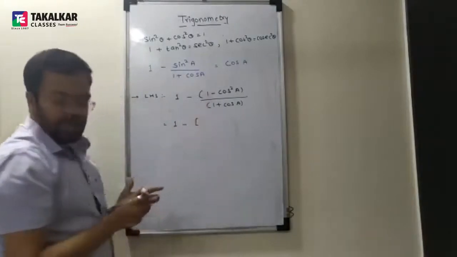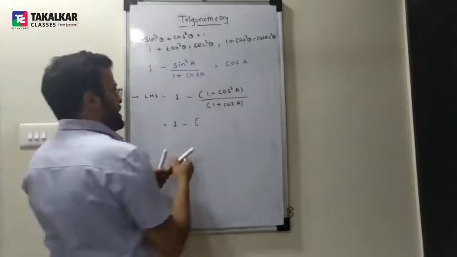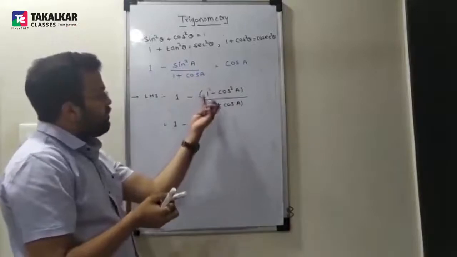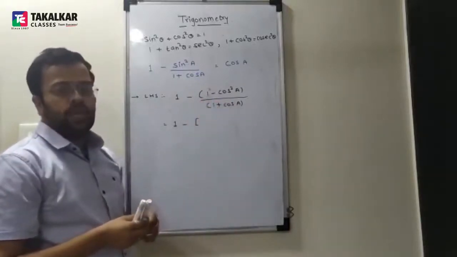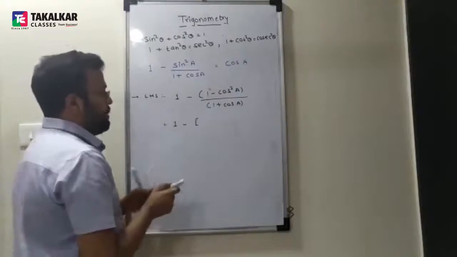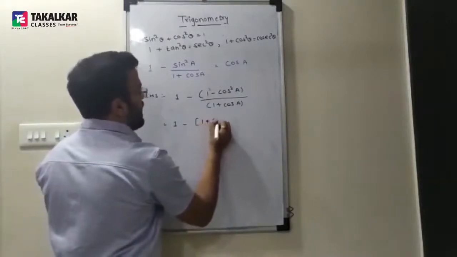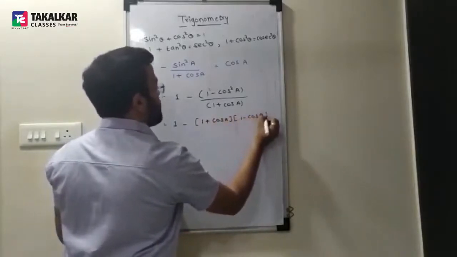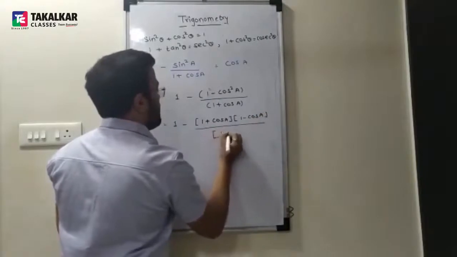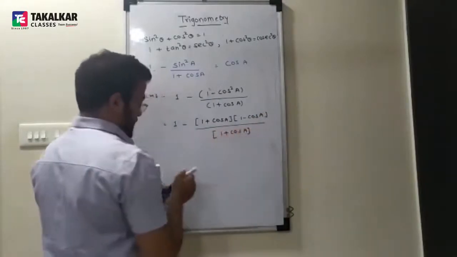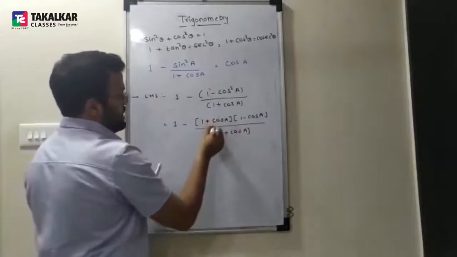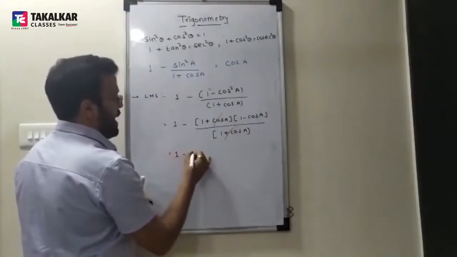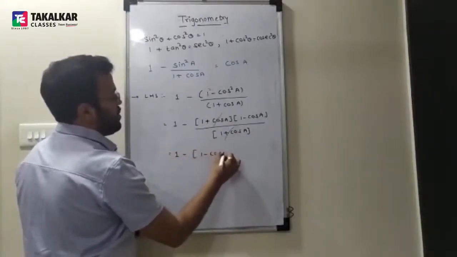Now for this one, can I write 1 square? 1 square is 1, na? Why I have written like this? Now this is in the form of A square minus B square. What is A square minus B square? A plus B, A minus B. So what do you get? 1 plus cos A, and in second bracket what do you get? 1 minus cos A. What is your denominator? 1 plus cos A. Now this 1 plus cos A, 1 plus cos A will get cancelled. So what remains? 1 minus as it is and 1 minus cos A.